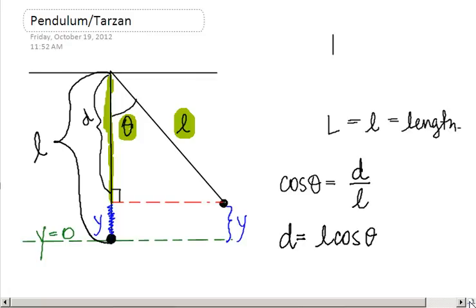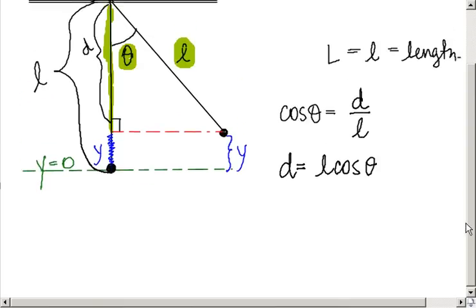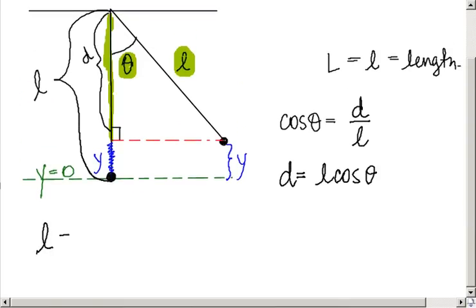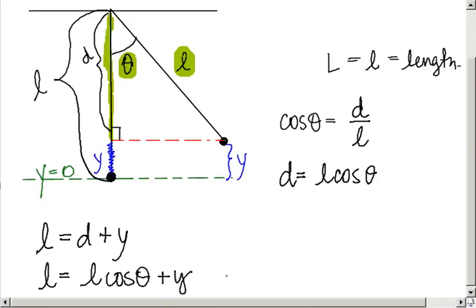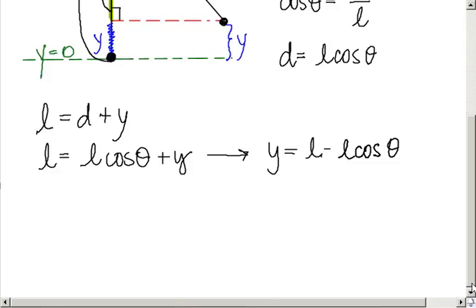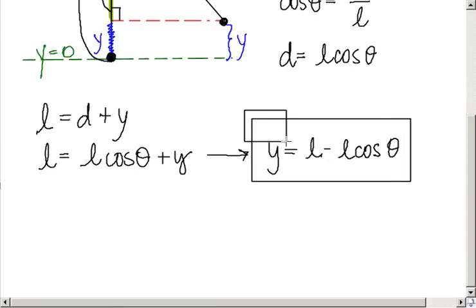Ooh. So then what is L? Wouldn't L be D plus y? Okay, so L is equal to L cos theta plus y. So does that mean that y is equal to L minus L cos theta? That right there is so important for your success in the pendulum problems. It comes up a lot.